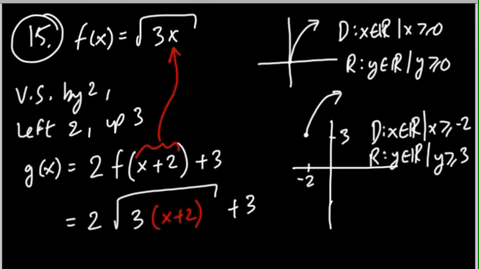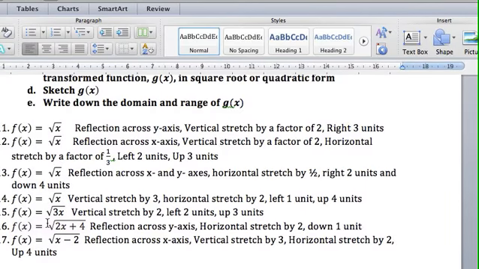So that's number 15. This one's an easy one because it sort of looks like our original square root function, but let's look at number 16 and 17 where they're a little bit more different and more interesting actually. Let's look at 16. So this is f of x is square root of 2x plus 4. Okay, so f of x is equal to the square root of 2x plus 4.